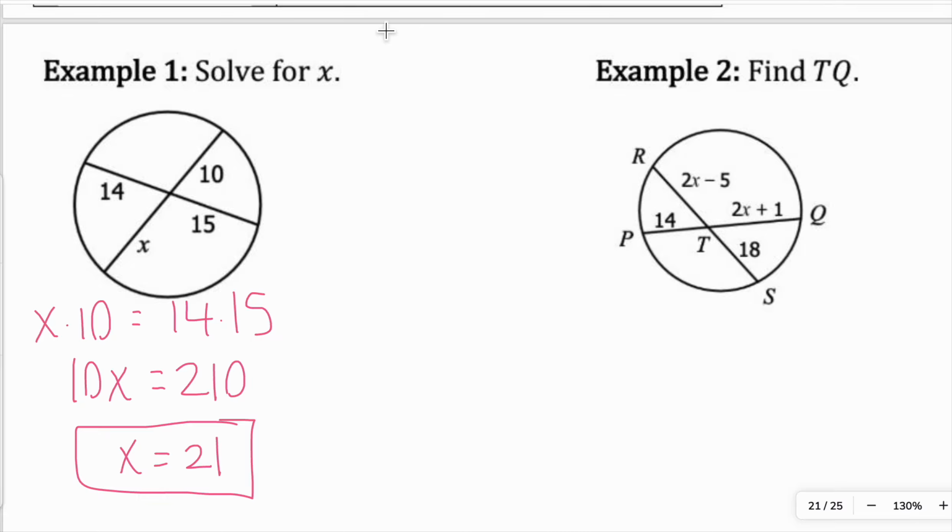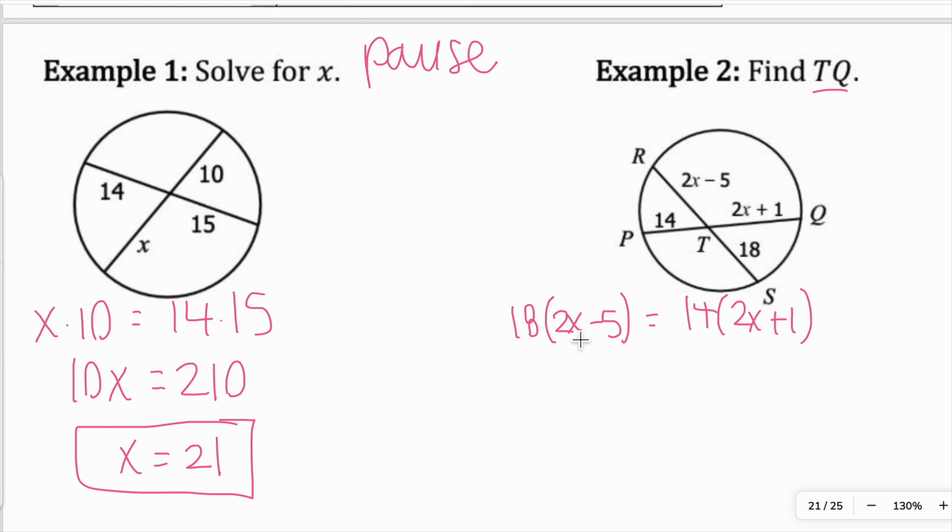At any point in time, you can always pause the video and try these on your own, and then click play whenever you're ready. The next one, we're going to try to find TQ. So the first thing we need to do is find x. So I'm going to set my lines, how they're sectioned off, equal to one another. I'm going to start with 18 times 2x minus 5, and then 14 times 2x plus 1.